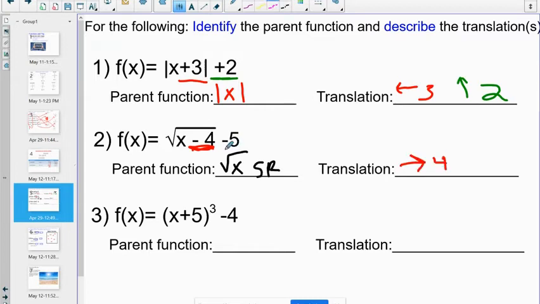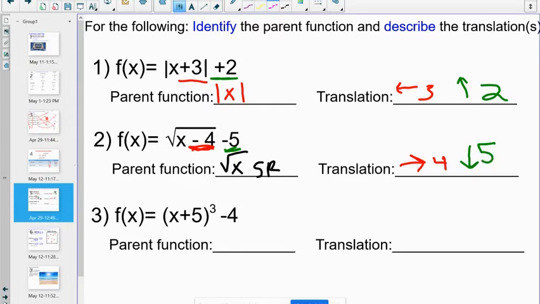And then what comes after the square root is that minus 5. Since we know it's outside, that's a vertical shift. And since it's minus, it's going down 5 units.